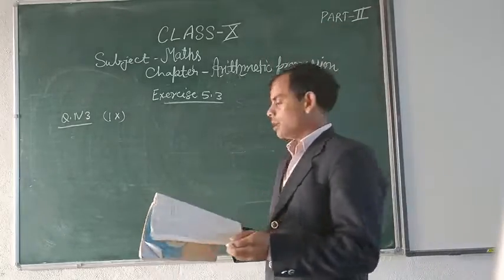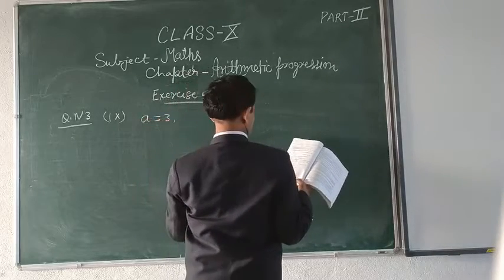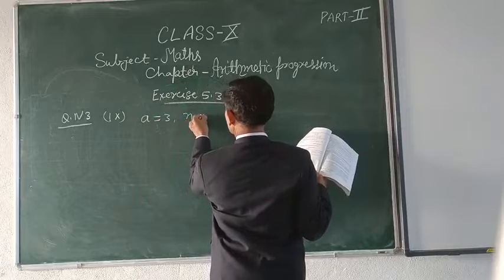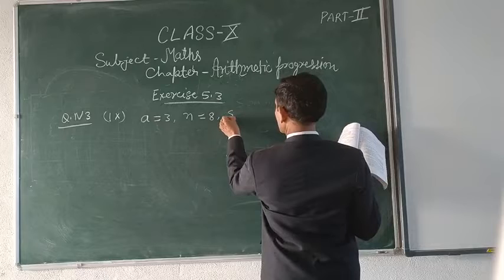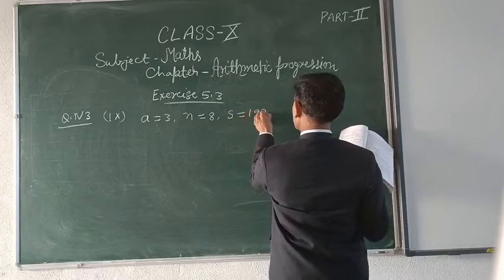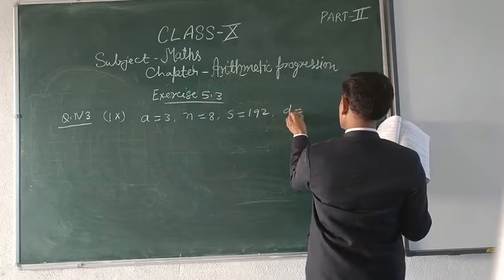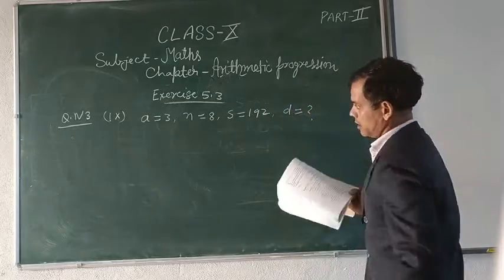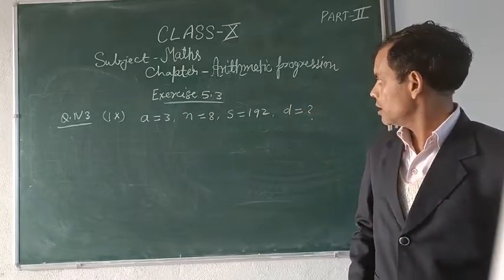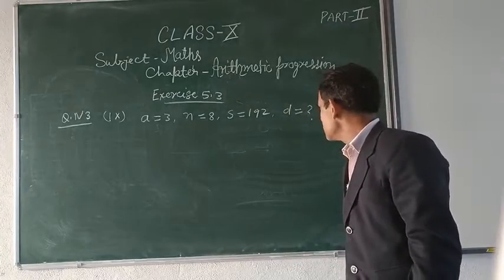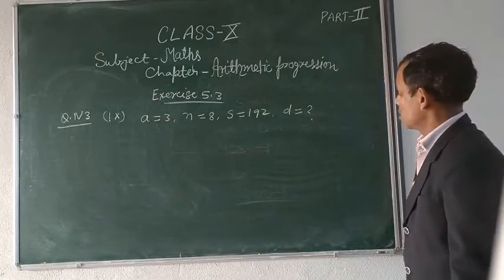In an AP, given a equal to 3, n equal to 8, and Sn equal to 192, we have to find d. What is the value of d? Here a is given, n is given, S is given, then we need to find d.